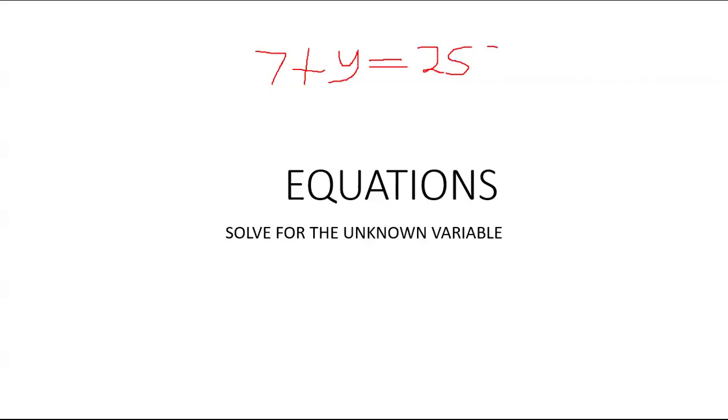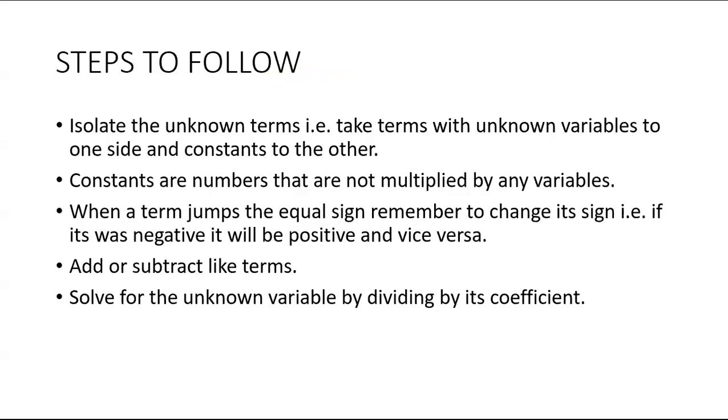Now, to be able to find the number of girls in this equation, so whenever you see an equal sign, you must just know that you are dealing with an equation. We are going to follow certain steps. Here are the steps. You first isolate the unknown terms, that is, take terms with unknown variables to one side and constants to the other side.